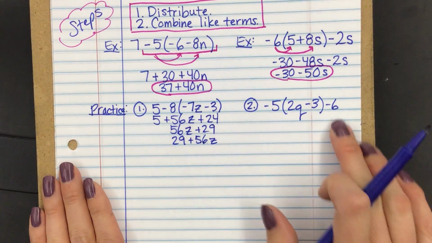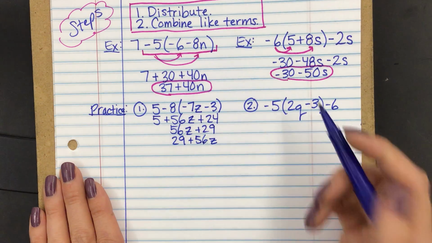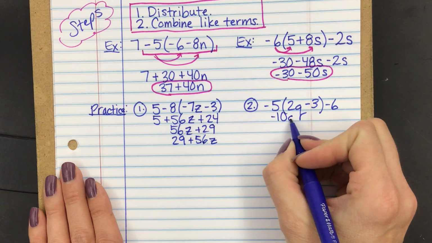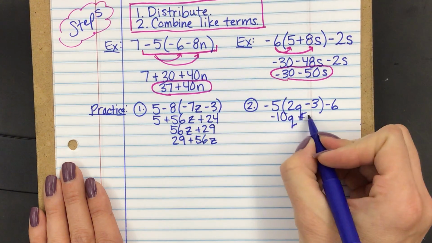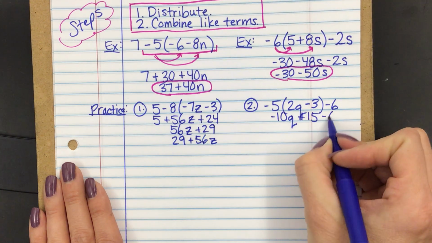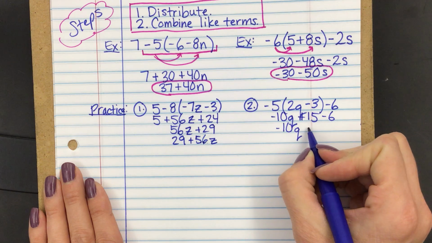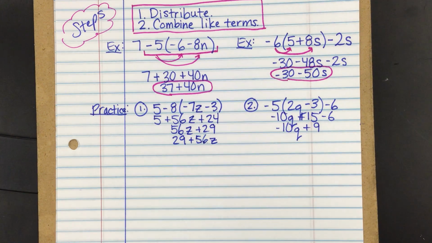Yeah. Okay, on this one, I'm going to ignore that last term until I distribute. Negative 5 times positive 2q is negative 10q. Negative 5 times negative 3, positive 15. Then I'm just going to subtract this. Are we good? Negative 10q plus 9?